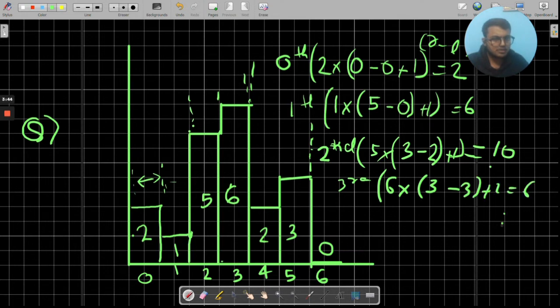Now like this we will be calculating for all the values, and 10 will be the largest value. So by doing this we can find the answer which is required, which will be 10.